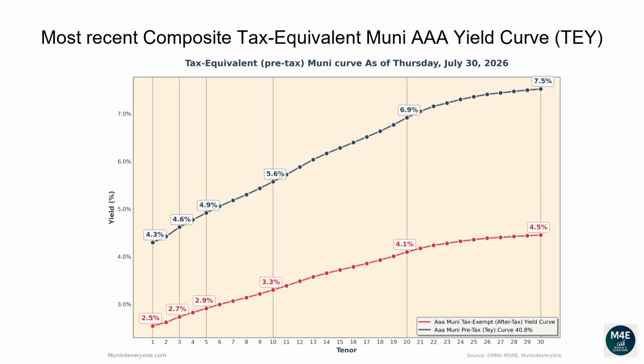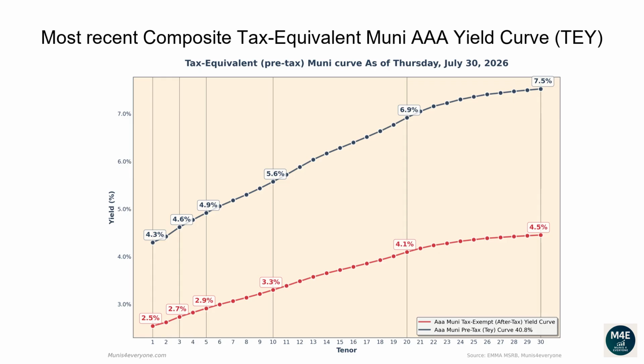Let's now go over the most recent composite tax-equivalent Muni AAA yield curve. The following graph shows, in red, the tax-exempt after-tax Muni yield curve, versus in blue its tax-equivalent pre-tax version assuming a 40.8% top tax bracket, as of July 30, 2026. Why would you care to see the tax-equivalent version of the Muni yield curve? More on this later. Let's first go over the pre-tax, aka tax-equivalent yield curve.